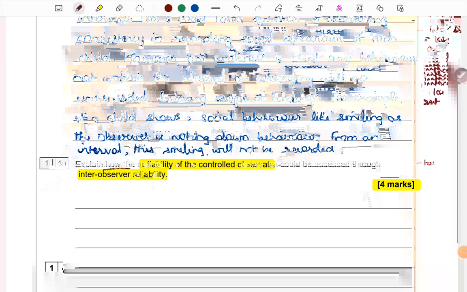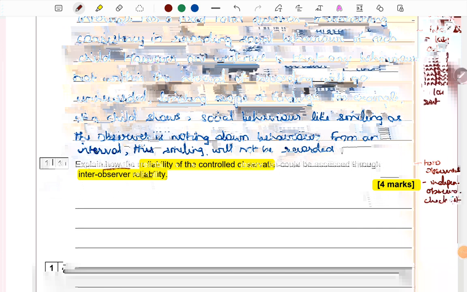We know there are two observers. We can state that again. Inter-rater reliability means two observers will have to cross-check their observations with each other. So initially, both will have to do independent observation using the same checklist.